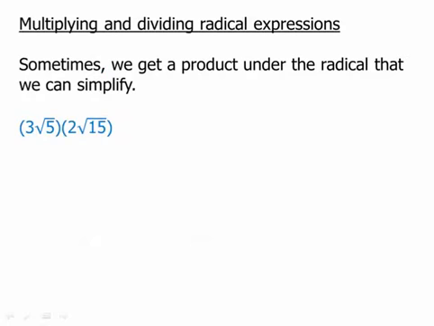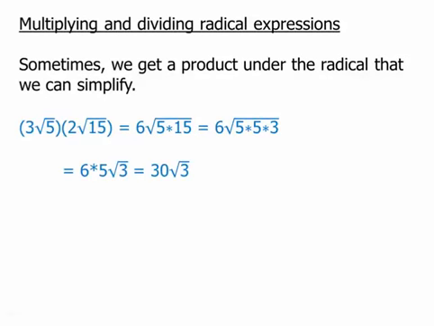Sometimes we get a product under the radical that we can simplify. So when we multiply these, of course, the 3 times 2 will give us a 6 outside the radical. Under the radical, we're going to have 5 times 15. And rather than multiply that, I'm going to break the 15 into factors. Because when I do that, it becomes very clear I have a 5 times 5. 5 times 5, I can take a square root of that. In fact, the square root of 5 times 5 would just be 5. So I get 6 times 5 times square root of 3, which is 30 root 3.